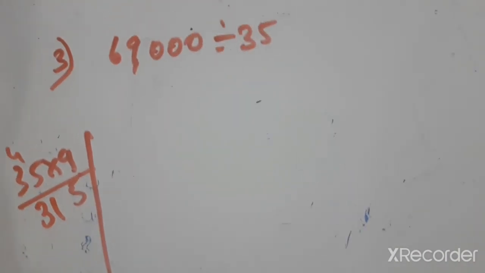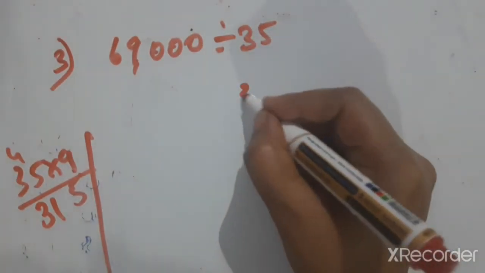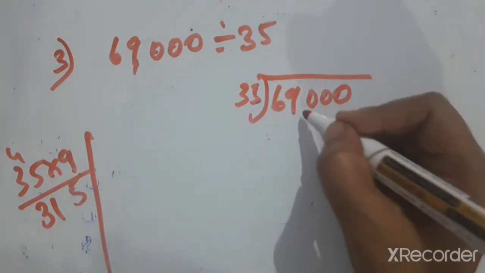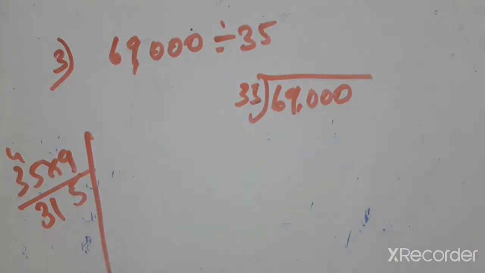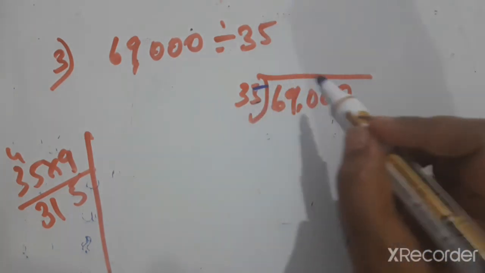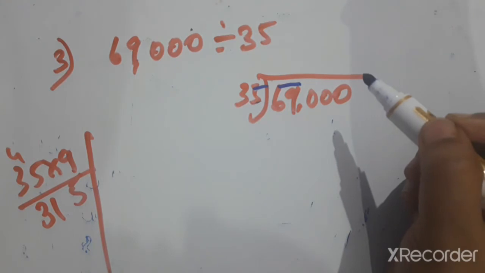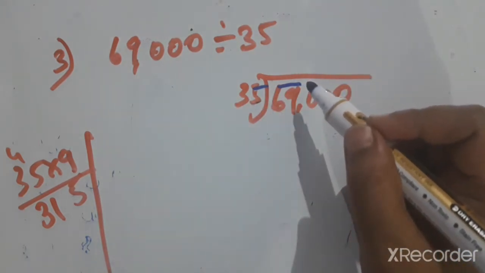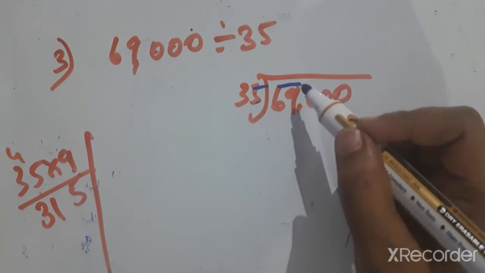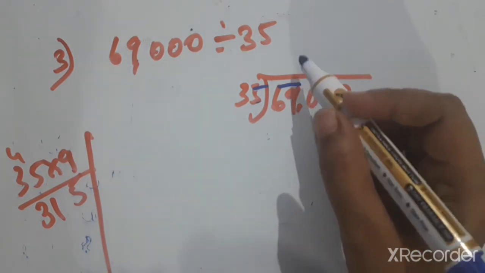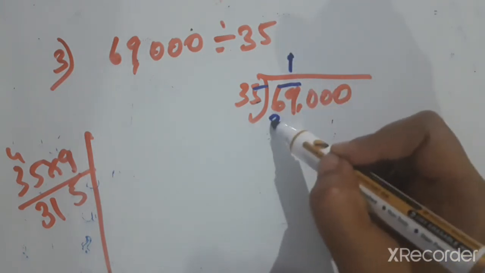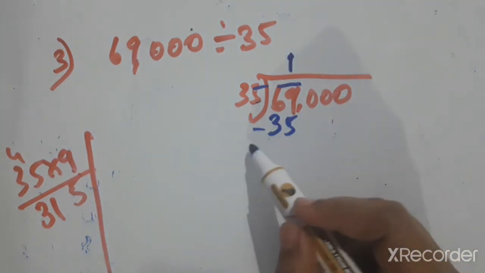Now next question, the third question: 69,000 divided by 35. 69,000 divided by 35. Okay. 35 can't go into 6 because it is less. So 35 is 2 digits, so we can consider 69. How near is 35 to 69? 35 2s is greater than that number because 35 2s will come to 70 something. So 35 1s are 35. Okay, 70 is greater.